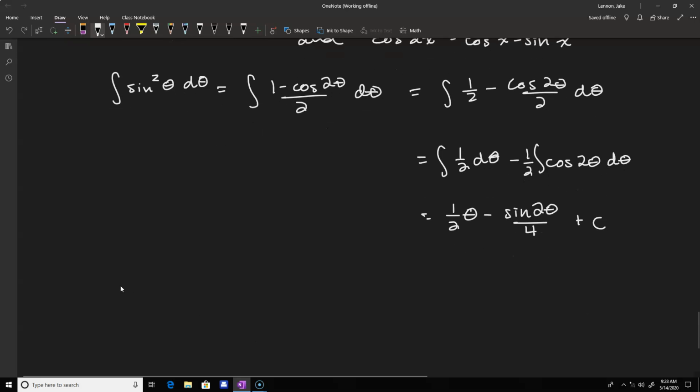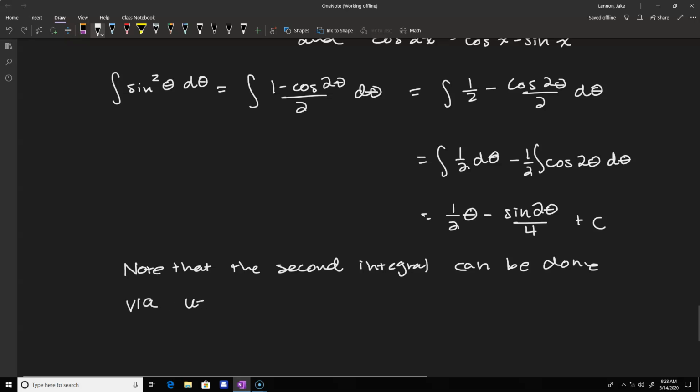And again, note that the second integral can be done via U-substitution with u equal to 2 theta. And that's it. Not so difficult there, so I'll leave that for you to fill in the details. But that is one application to finding some definite and indefinite integrals where some trig identities are involved.